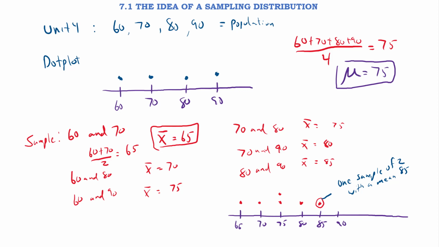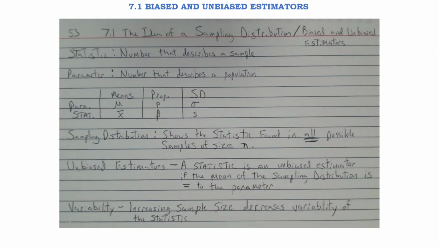Okay? Alright, so let's go into this and talk about the biased and unbiased estimators at 7.1 as well. A statistic is an unbiased estimator if the mean of the sampling distribution is equal to the parameter. And then we're going to go into talking about variability, and how increasing the sample size will decrease the variability of the statistic. Then we'll go over a little example here on how that plays out.